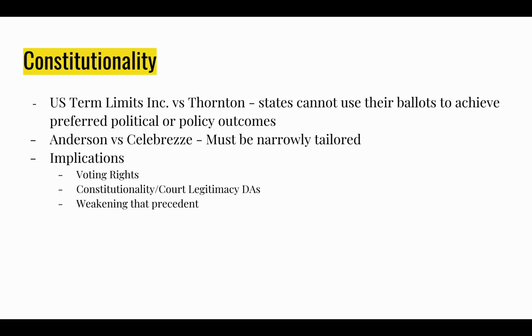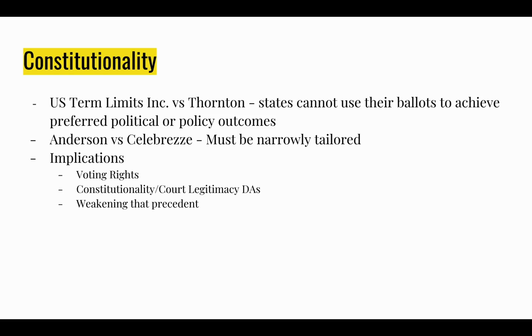Constitutionality, I'll cover pretty quickly. There are two cases you should know. First is U.S. Term Limits Incorporated versus Thornton. This was a case about whether states are allowed to put term limits on Senate candidates. It was ruled that states cannot use their ballots to achieve preferred political or policy outcomes. States who wanted term limits to prevent people from being in office too long were not allowed to do so, and it was ruled unconstitutional because they essentially created conditions for public office, i.e. senators, that were not in the Constitution, which created new requirements, which was bad.